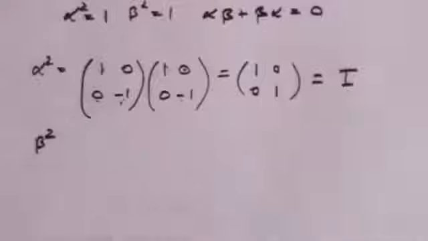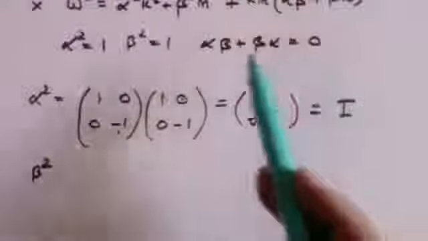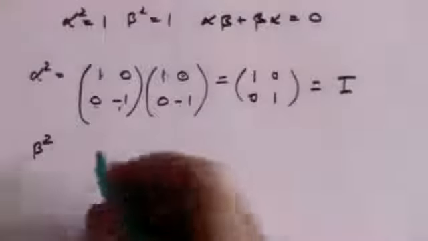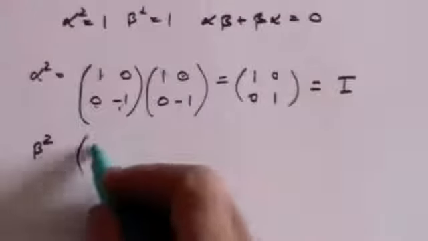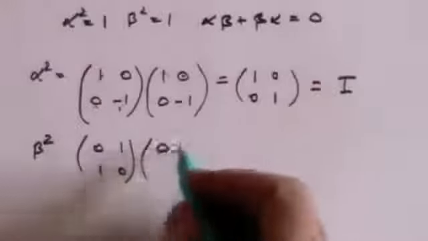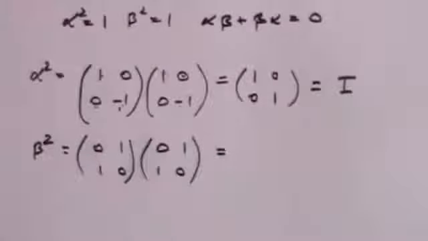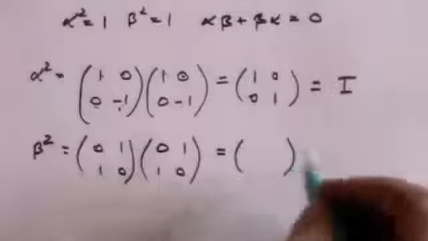Beta squared, if you calculate so as to achieve all these things here, beta squared turns out to be 0, 1, 1, 0, that's beta. So if you multiply it by itself to get beta squared, that's going to be beta squared, and again we better just check it.